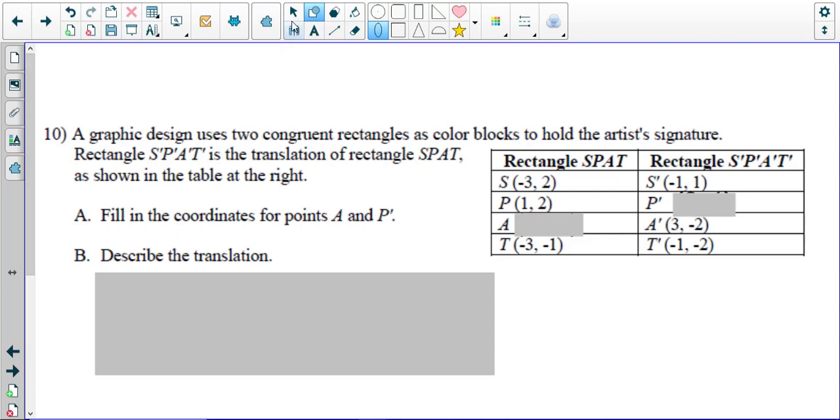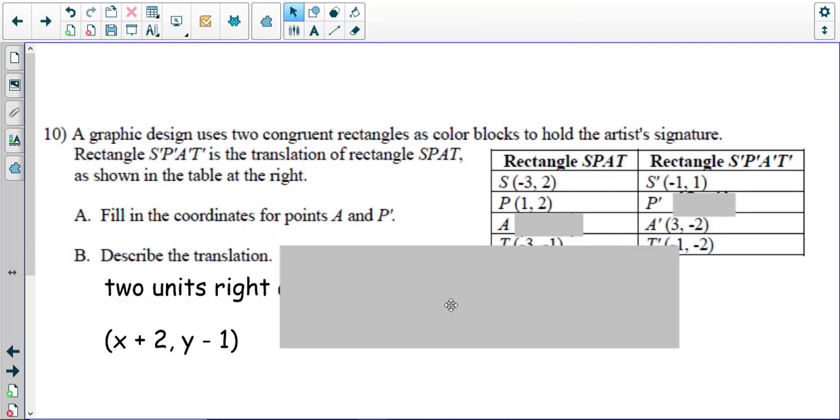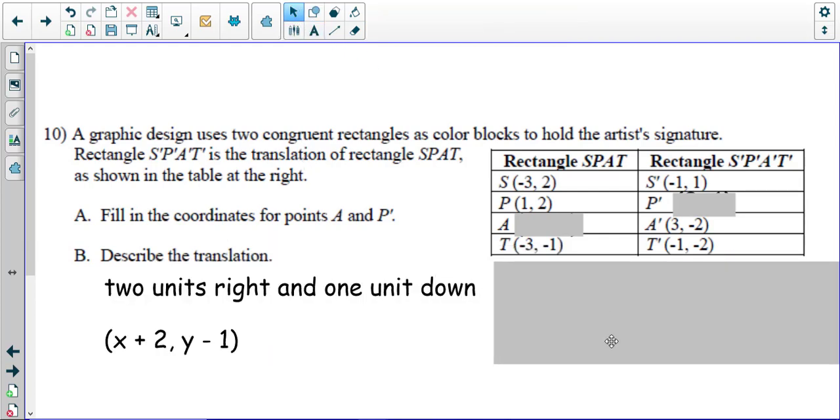So I think it's actually easiest here to describe the translation first. I'm going to take a look at both S and S prime. So my X coordinate went from -3 to -1, which is actually an increase of 2. So what I notice is that I'm going to go to the right 2 units, or 2 units right. My Y coordinate went from 2 to 1, so it went down by 1. So I can describe that as going down 1 unit. So the way I described this translation was 2 units right and 1 unit down.